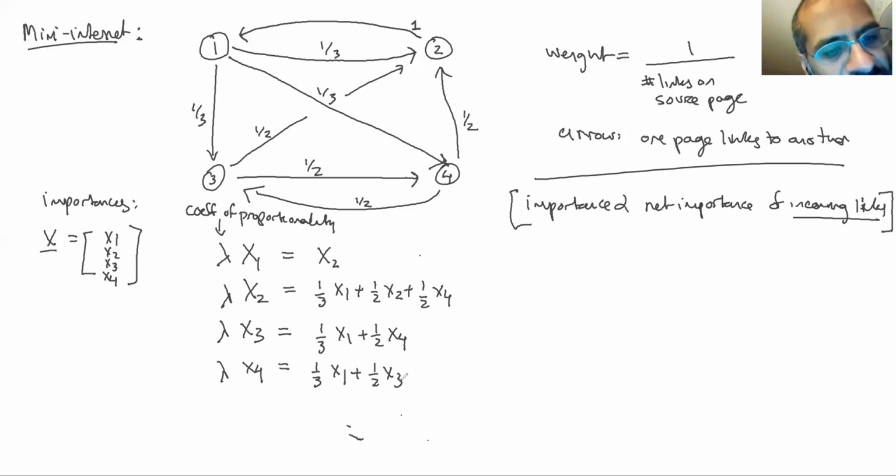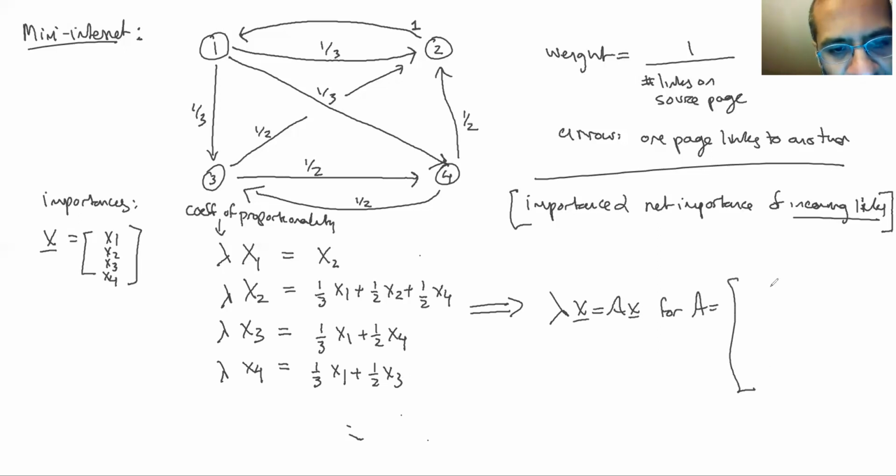So the question is, what are some importance scores that satisfy these equations? And the punchline is that this is just an eigenvector equation. This is just the equation lambda x equals Ax for a matrix A, a 4x4 matrix, with entries corresponding to these weights. So 0, 1, 0, 0, a third, half, I'm sorry, oops.